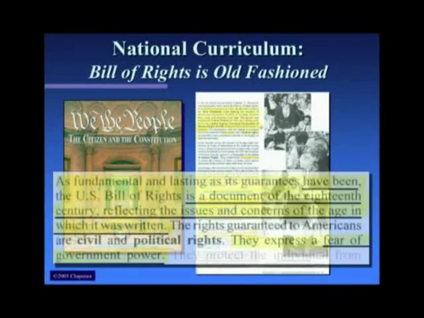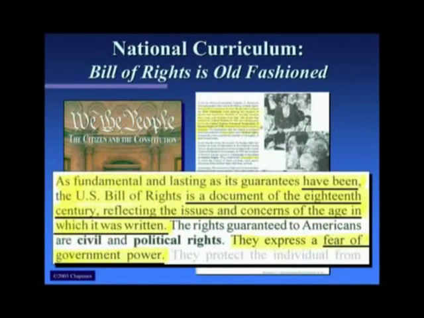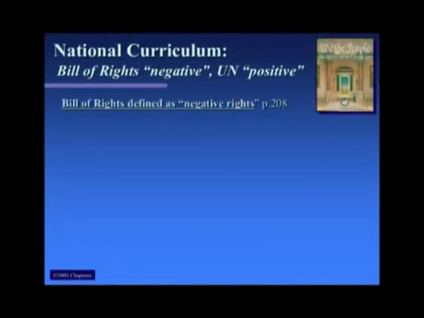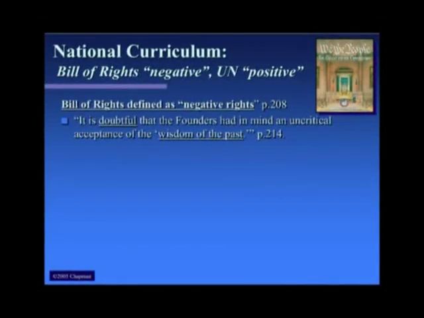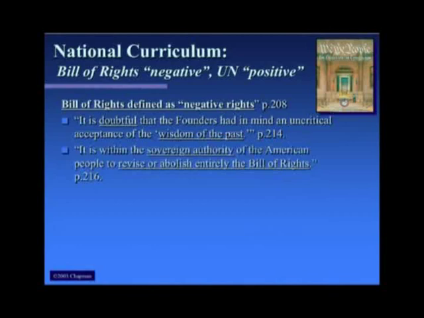What they do is they declare the Bill of Rights old-fashioned. As fundamental and lasting as its guarantees have been, past tense, the U.S. Bill of Rights is a document of the 18th century reflecting the issues and concerns of the age in which it was written. They go on to explain then that they are considered negative rights because they prevent the government from acting, which is true, but they go on to teach that it is doubtful that the founders had in mind an uncritical acceptance of the wisdom of the past. And it is within the sovereign authority of the American people to revise or abolish entirely the Bill of Rights.